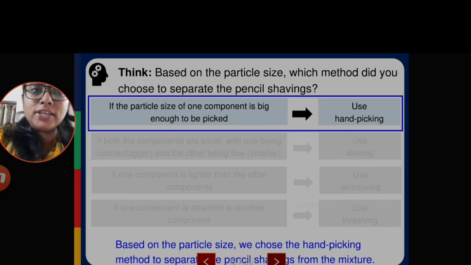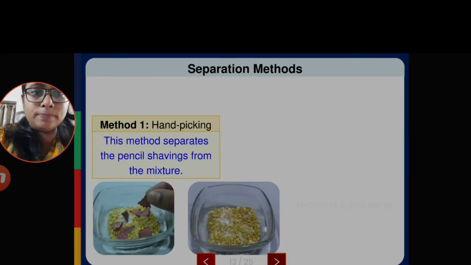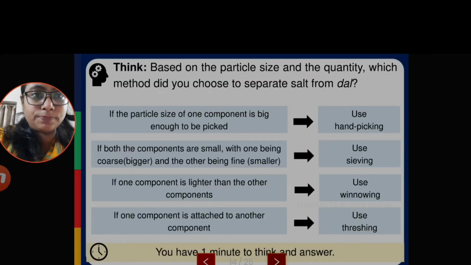Now, if the particle size of the components is big enough, then obviously we will go for hand picking. This method separates the pencil shavings from the mixture. Suppose, as the picture shows, the dal is mixed with pencil shavings. You can separate the pencil shavings, which are the impurities, from the dal. So it is known as the hand picking process.